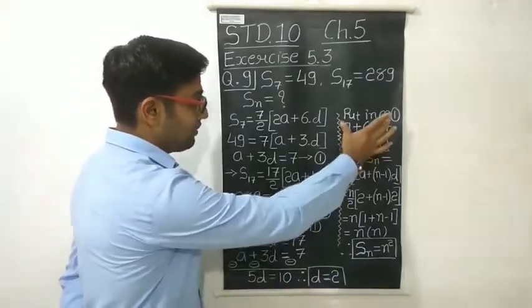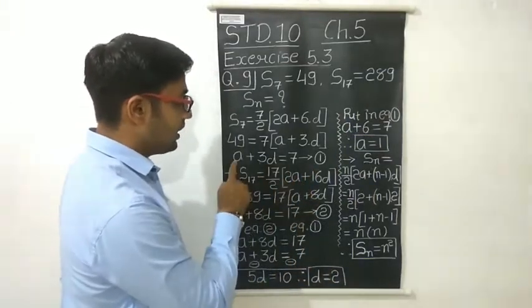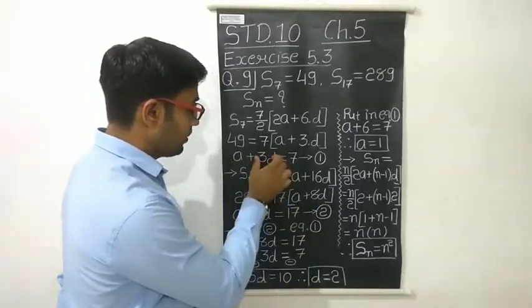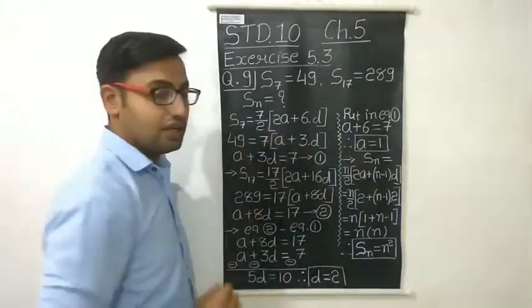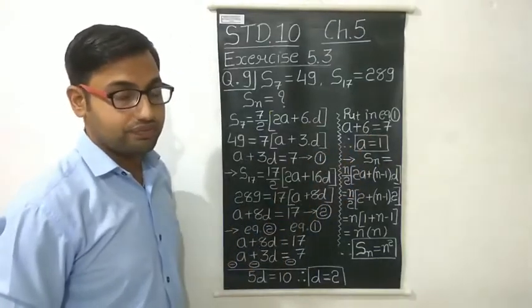Now put this value of d in equation number 1. By putting it in equation number 1, we get a plus 3d. 3d means 3 into 2. 3 twos are 6. So a plus 6 equals 7. Therefore, the value of a we get is equal to 1.